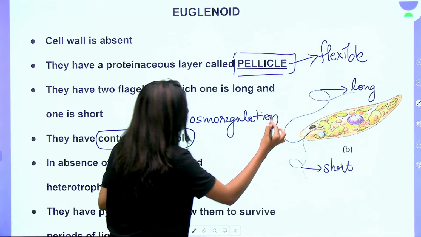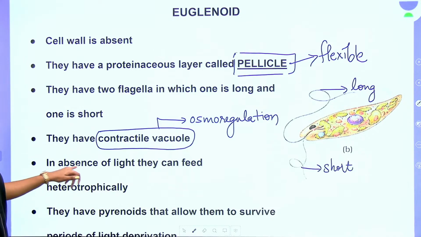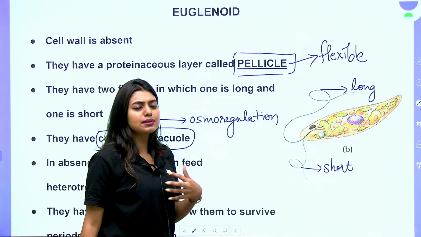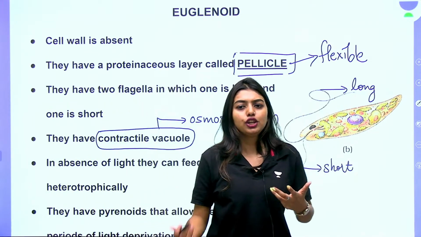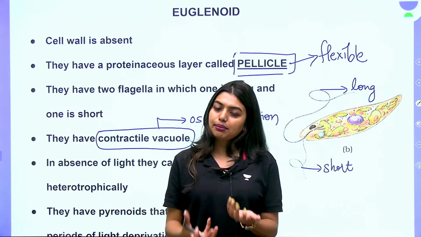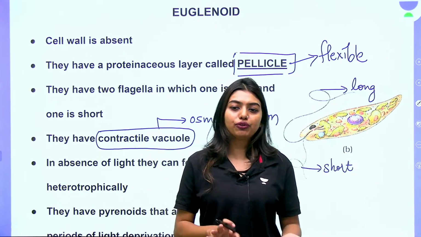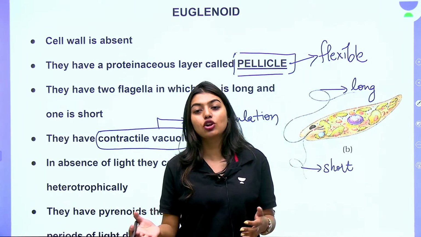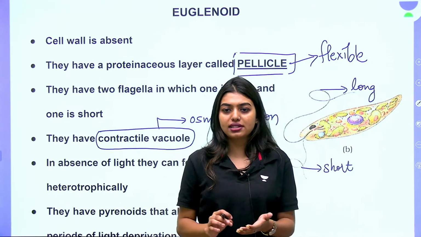They will help them with osmoregulation. In the absence of light, they can feed heterotrophically. Now, Euglena has many specialized characters. Euglena can be autotrophic, that means they can make their own food. But when light is not there, they can feed on smaller organisms.